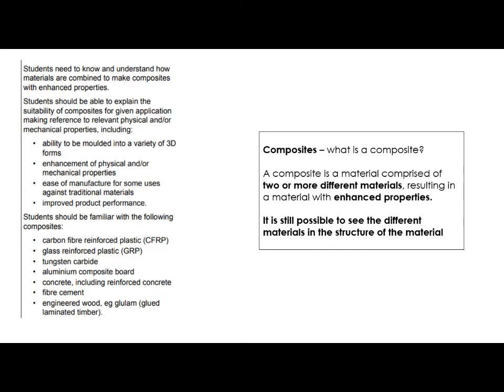Same with concrete. If you split it open, especially with something like reinforced concrete, you would see the metal beams going through. You would see the different types of stone and sand that are included in concrete. So the materials are not mixed together completely, so that you can't differentiate them. You can normally see them; they've been glued together or combined together with resins to create those enhanced properties.